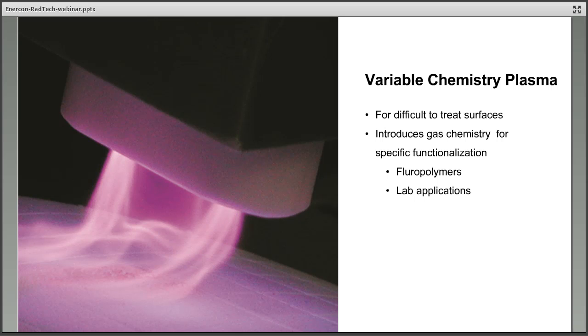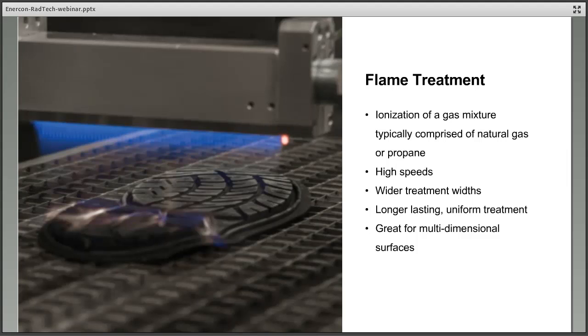And another really great application for this, and I think sometimes it's overlooked, is in a lab environment. If you work with a lot of different substrates and you want something that's very versatile, a variable chemistry plasma is nice because you can actually introduce different types of gases into the mix, so that way you basically have a treater that can do many things for many different applications.